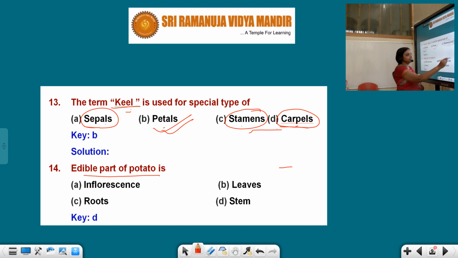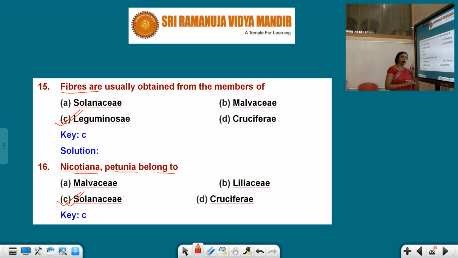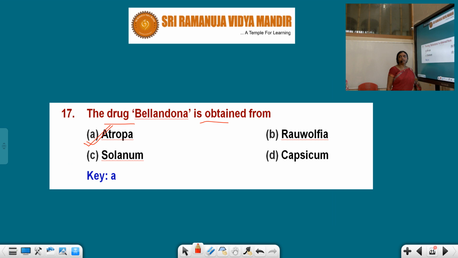So you have to remember all the names also, the technical names, that means scientific names or botanical names, and the common names. You should remember all these things. So it belongs to family Solanaceae. Now, the drug belladonna is obtained from... it has medicinal importance. It is an alkaloid. Atropine is taken from Atropa belladonna. So the drug belladonna is obtained from the plant Atropa. Key A, so A is the answer, and I explained Atropa belladonna, from which we get atropine, and it has medicinal importance.